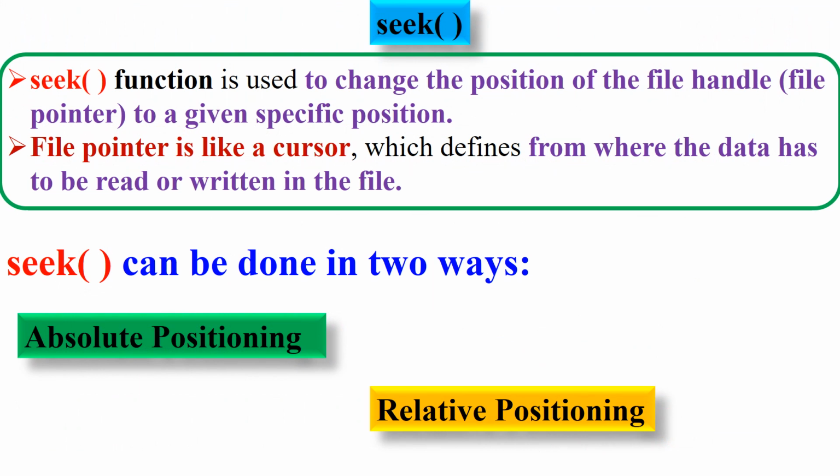Let's learn about the seek method. Seek function is used to change the position of the file handle, file pointer, to a given specific position. That means, seek method is used to move the file pointer to a specified position within the file. File pointer is like a cursor, a blinking cursor, which defines from where the data has to be read or written in the file. Seek method can be done in two ways: absolute positioning and relative positioning.